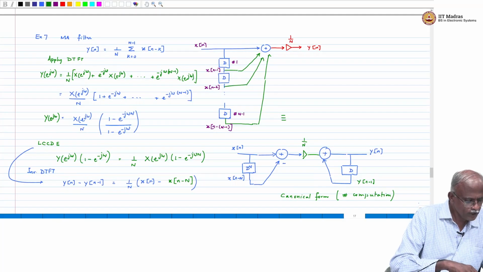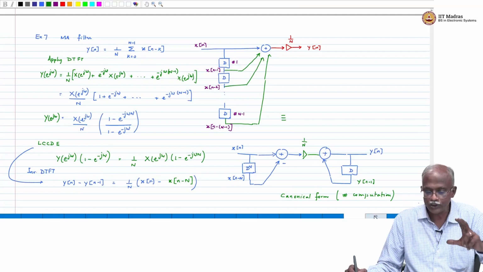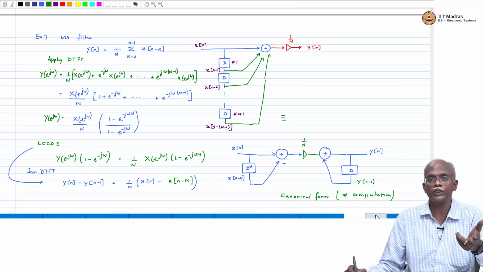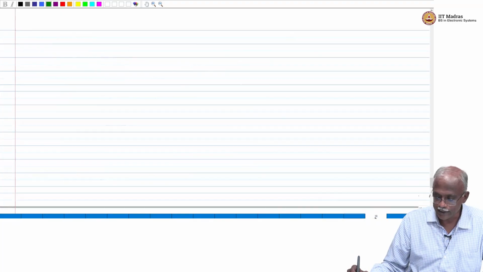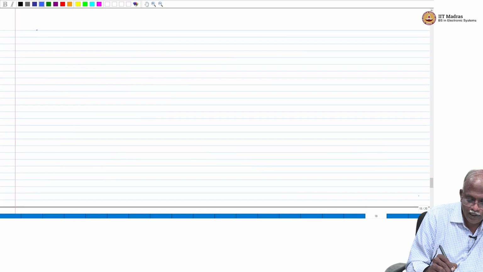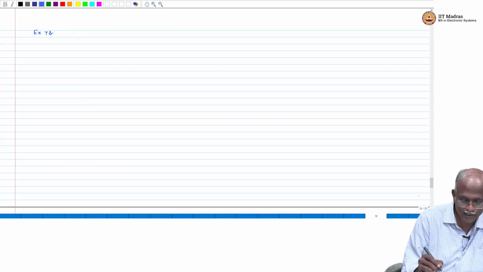Now, one of the things that I would like you to be able to do is to use the discrete time Fourier transform to compute the inverse Fourier transform. Okay, so let us see how we can do that. So this is an example, I'm going to call it 7b because it is related to 7a. You can sort of look back and check what it is like.